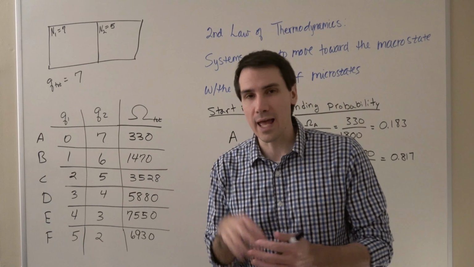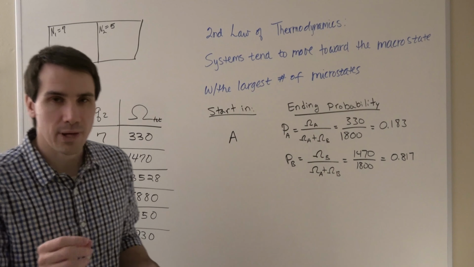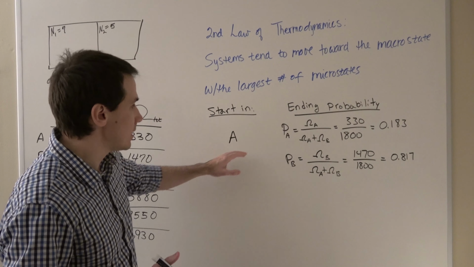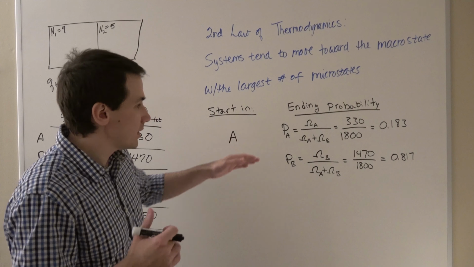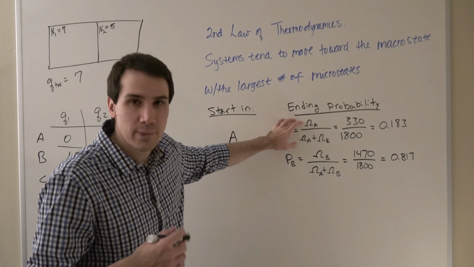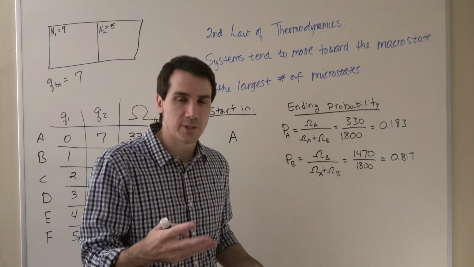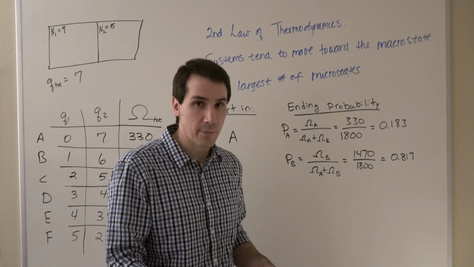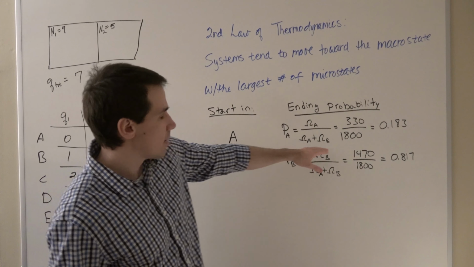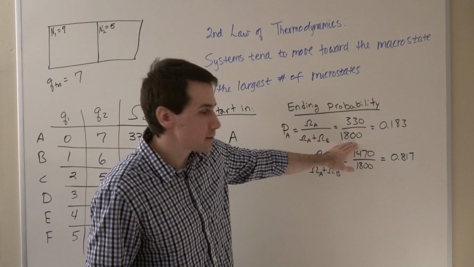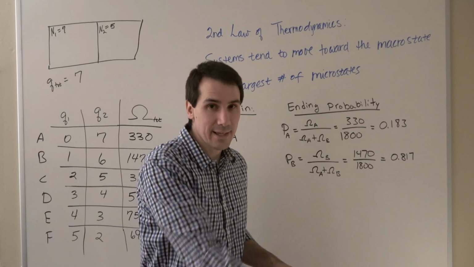Now, assuming that every microstate is equally likely, we can calculate the probability that we will end up in state A after we take a step or in state B. The probability that we stay in state A is the number of microstates in state A divided by the total number of microstates available to us while we take this step, which is just the sum of the microstates in A and B. Okay, adding them up, there are 1,800 total microstates, and 330 of them are still in state A.